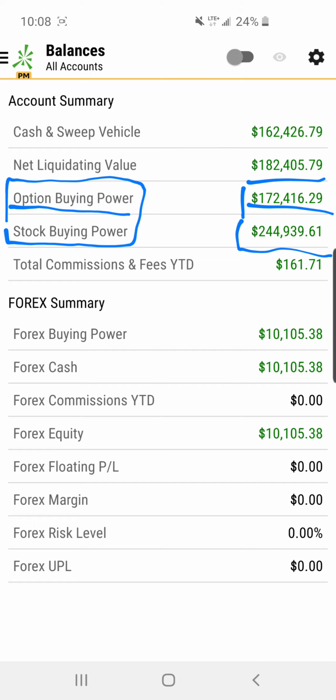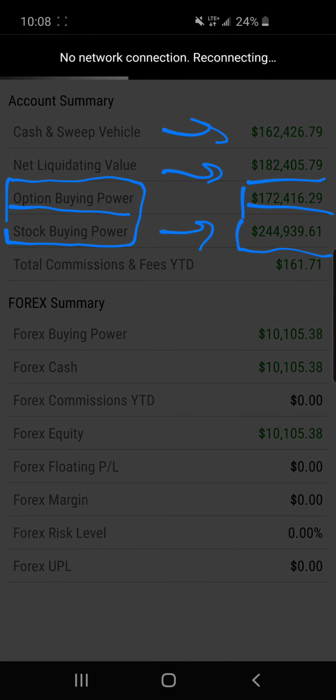Now you might be wondering, how is it that the stock buying power is higher than the cash and value we even have in the account? And the reason for that is the margin account is actually a leveraged account. What that means is the broker lends us money to spend on buying stocks. So we can actually buy more stock with that borrowed money than we have cash in the account.